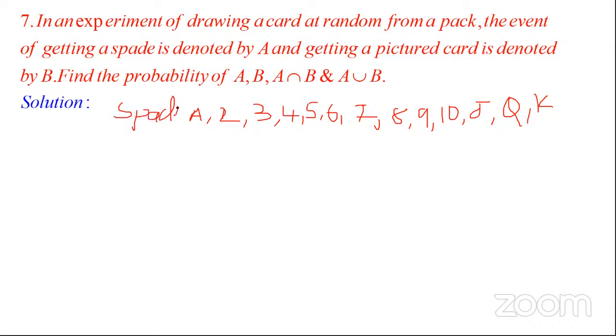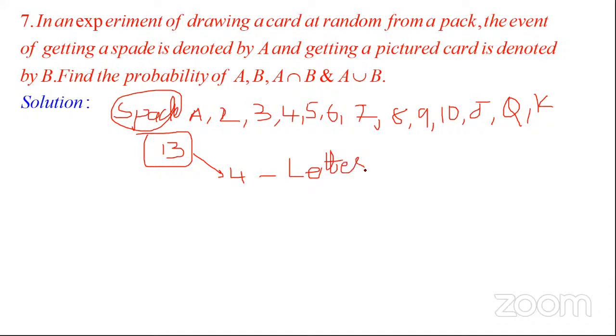So these are the four types: spade, club, diamond, and heart. Counting 1, 2, 3, up to 13, a suit has 13 cards in total. In those 13 cards, four are letter cards, three are picture cards, and the remaining 9 are number cards.